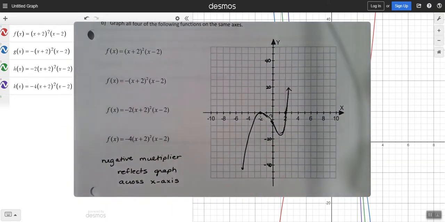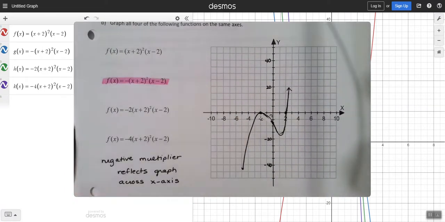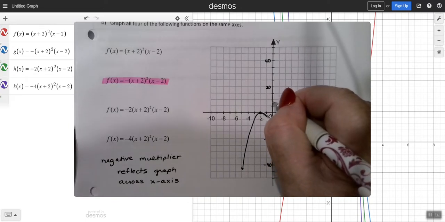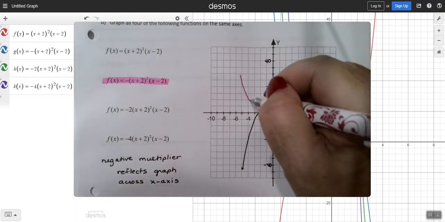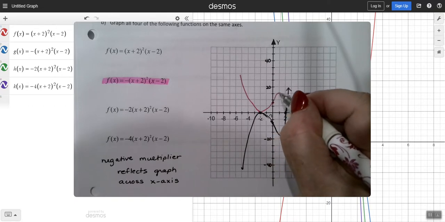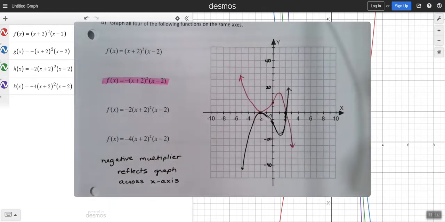Then when we got our negative multiplier, we ended up with those exact same values, but everything reflected exactly upside down, or reflected across the x-axis. So instead of negative 8, I'm going to have a positive 8 as my y-intercept. We're going to start up, come through here, have our maximum, and come down. Right, so we're reflected across the x-axis.